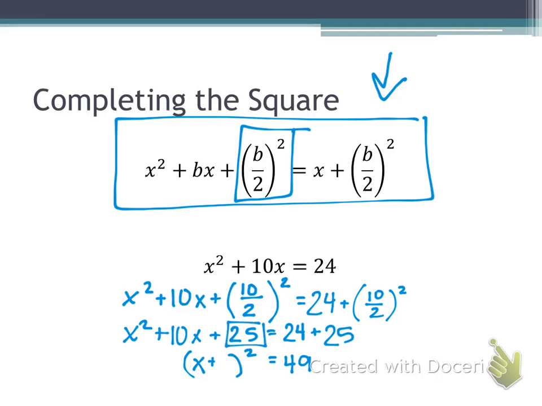I look at this last term right here, which is 25, and I ask myself, what's the square root of 25? 5. So that goes right here. So now I have a problem that I can solve. (x + 5) squared equals 49. Now, I've got to solve for x because that's the whole point of this.